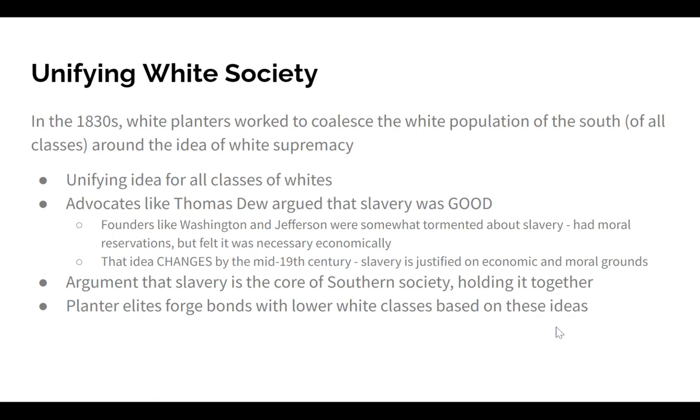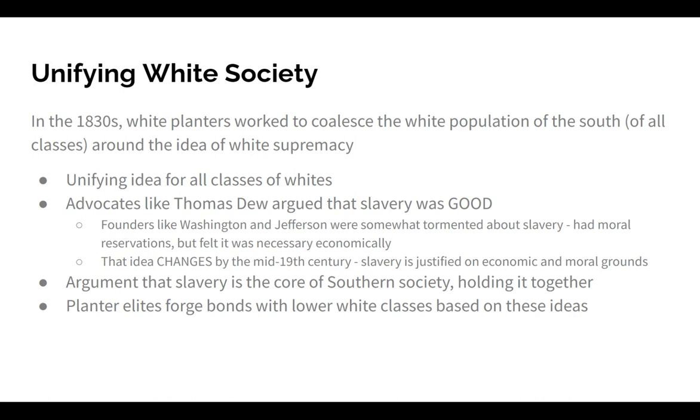So how do we unify white society? Okay, in the 1830s, white planters worked really hard to coalesce the white population in the South all around the idea of white supremacy. This was a unifying idea for all classes of whites, especially poor whites who were really at the bottom of society. Well, it was possible for white planters to say, well, you may be the bottom of white society, but you're not the bottom of society, because enslaved people are still beneath you. It gave them someone to have beneath them that they could feel superior to.